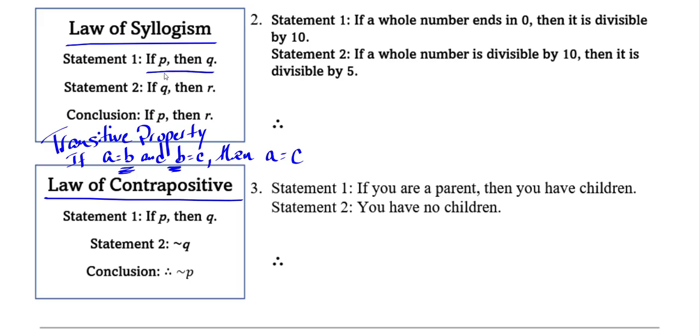So we have a conditional statement, if P then Q. Another conditional statement that links the conclusion, Q, to a separate conclusion, R. Means we could just jump over the Q part. We don't really need that. If P, then R is our conclusion. So statement 1, if a whole number ends in 0, then it's divisible by 10. If a whole number is divisible by 10, then it's divisible by 5. We don't need this middle part. If a whole number ends in 0, then it's divisible by 5 is our conclusion.